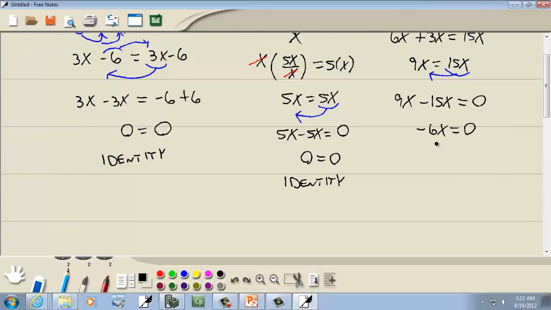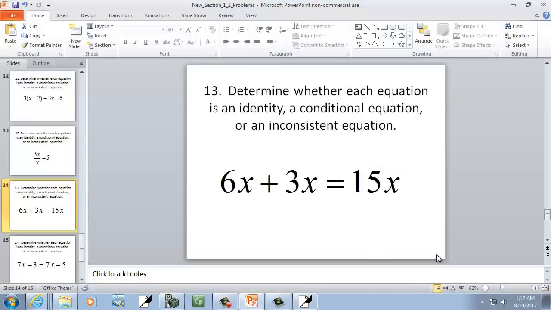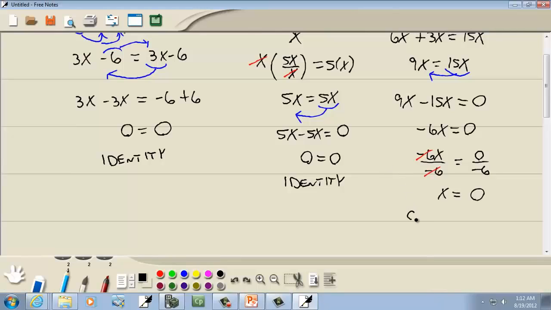Last step, divide both sides by the number in front of your x, so we'll divide both sides by negative 6. And those negative 6's cancel there. And we get 0 divided by negative 6, which is 0. Here we actually came up with an answer. This is the conditional. See how it's asking if it's conditional? If you come up with an answer, just like normal, that's a conditional equation. It's conditionally true when x is equal to 0.